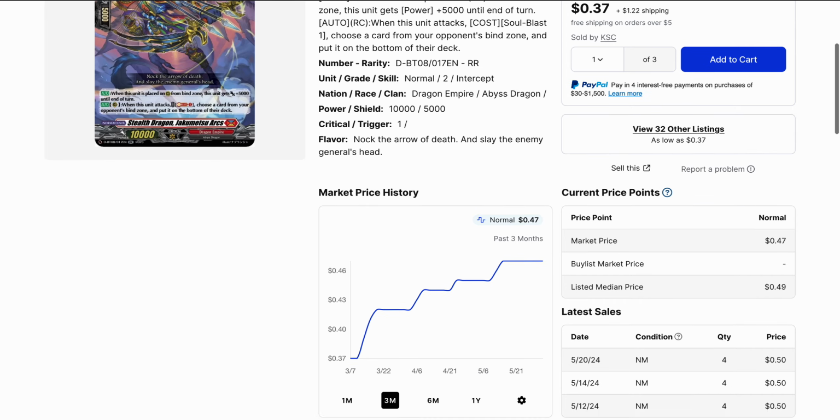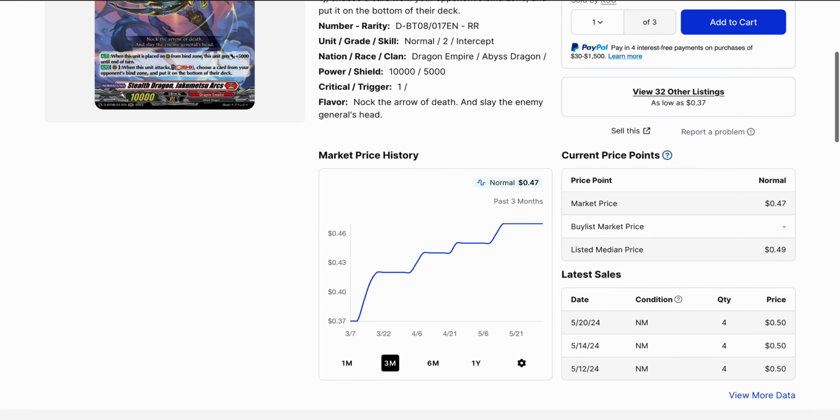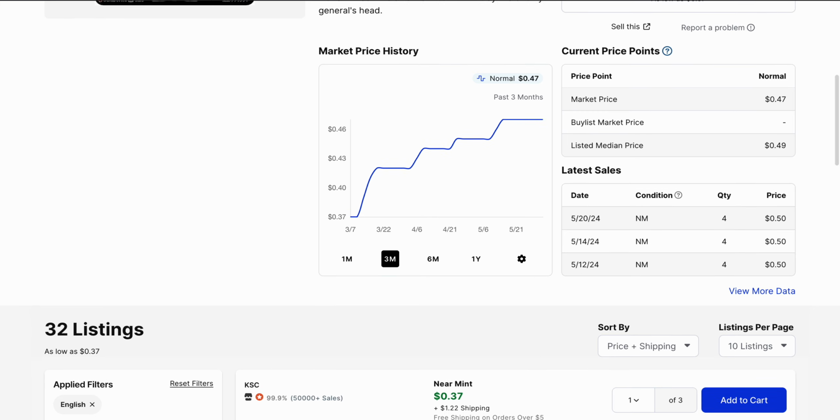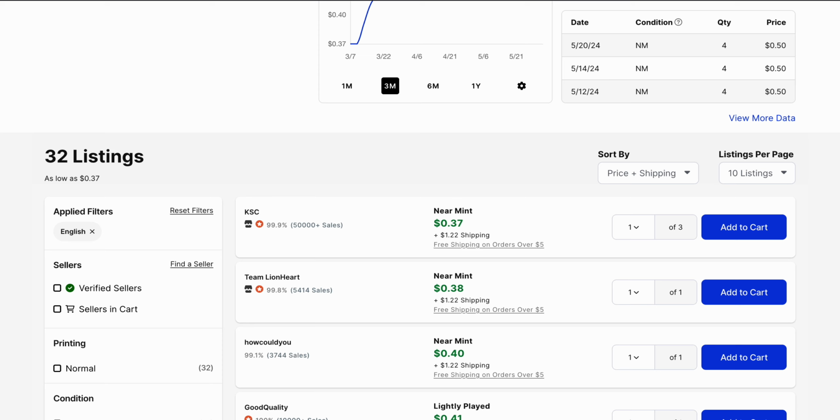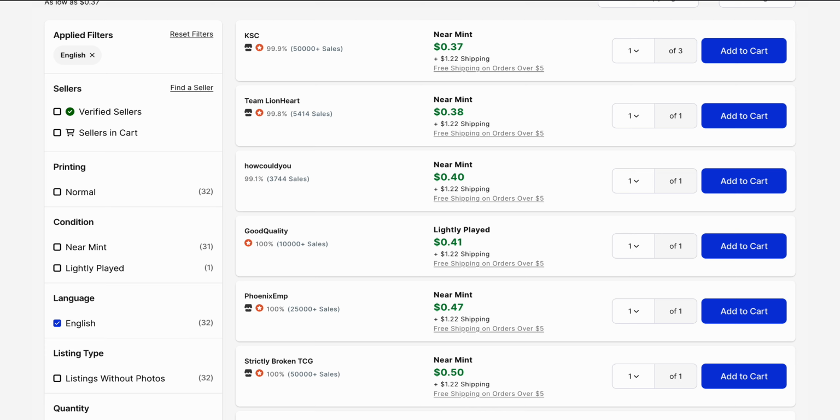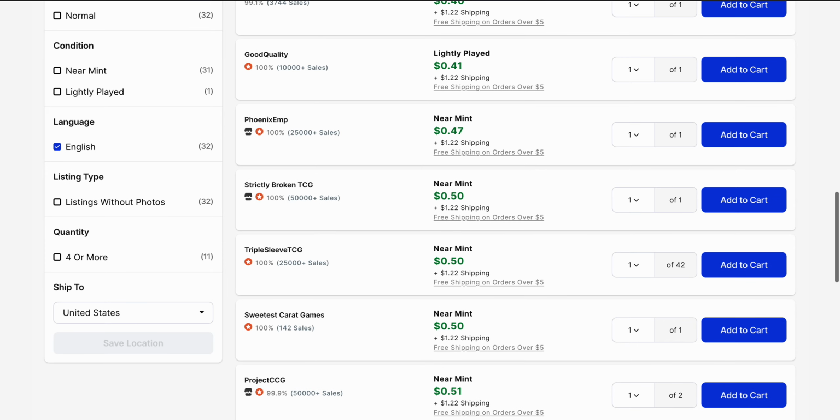But Arcs is currently, and this is not Virena Arcs, this is Jakumetsu Arcs, they're both Arcs apparently, 32 listings on this one, a market price of 47 cents. They're being bought for 50 as the 20th was the last sale. But we don't have as many copies on the market between the listings. There are a few. 37 cents for the low, mostly 50 cents when you take a look at where it consolidates at.